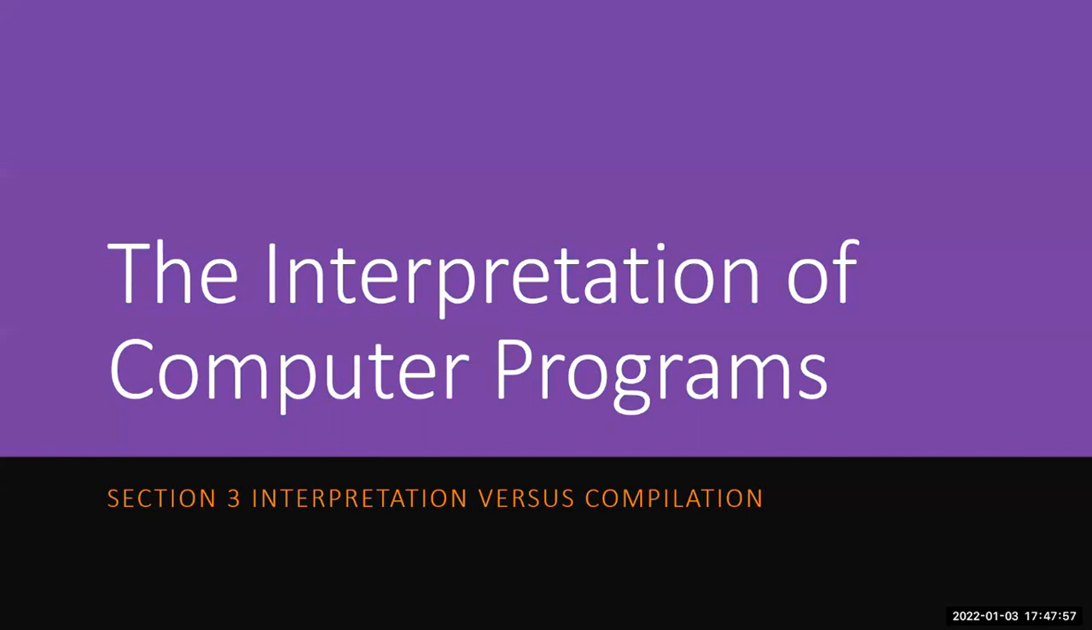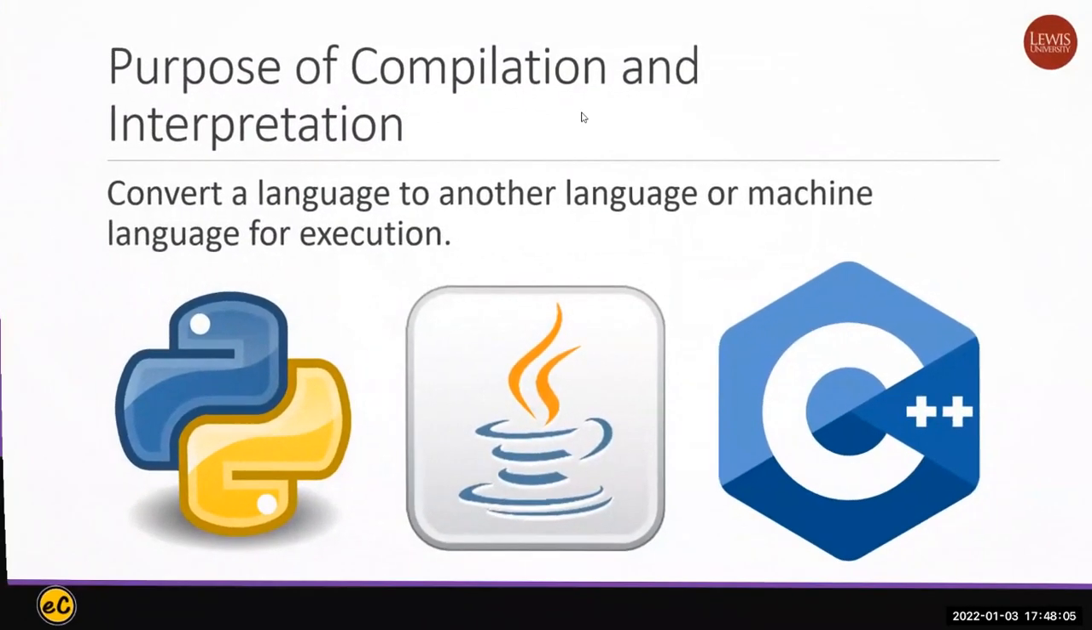Interpretation of computer programs, session 3, interpretation versus compilation. So now we know about the different programming paradigms and also about different programming languages. Now we want to know how these different languages are interpreted onto the machine, so we need to know about compilation and interpretation.